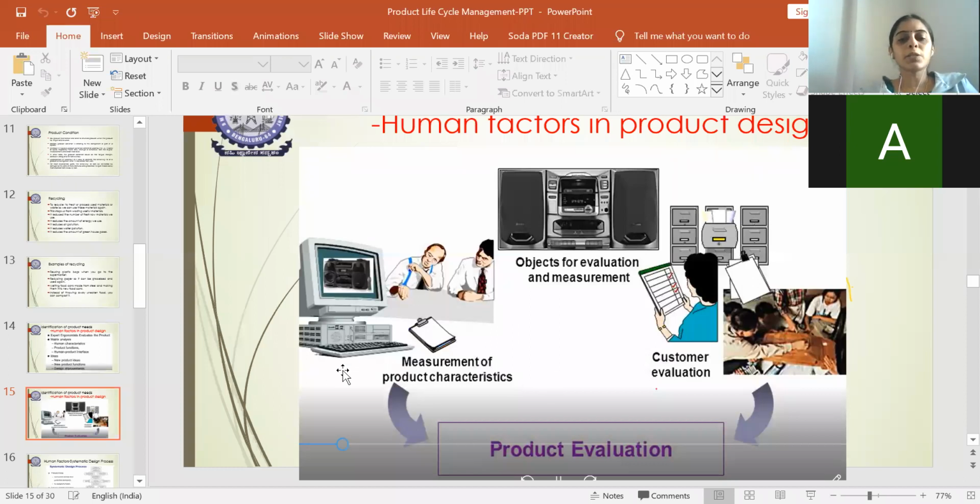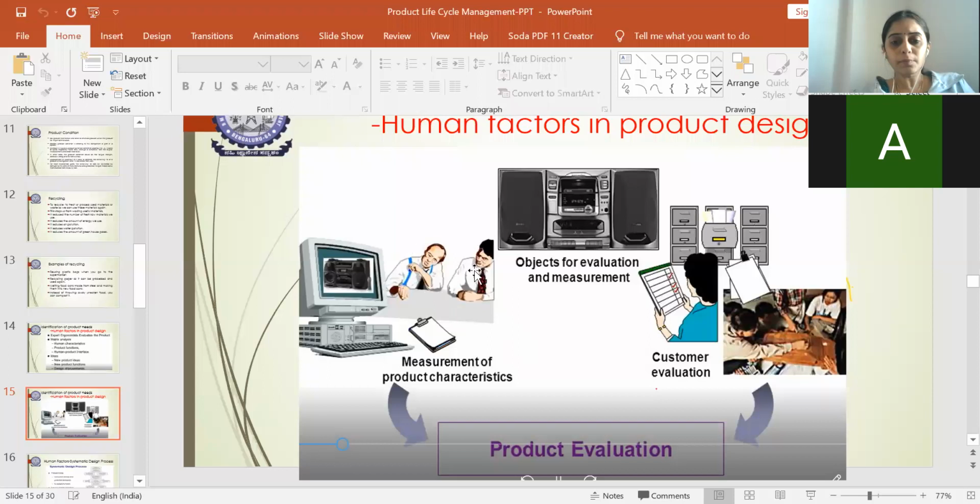So once the product is designed and manufactured, it has to be evaluated how the performance of the product is based on its characteristic features. The measurement of each characteristic of a particular product will be done, sometimes through some devices or certain software on the computer, but there is a need for the intervention of the human being.